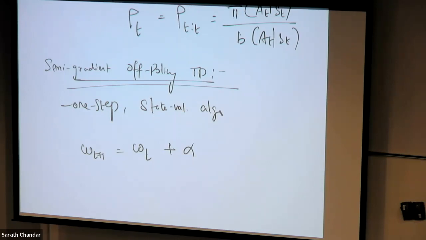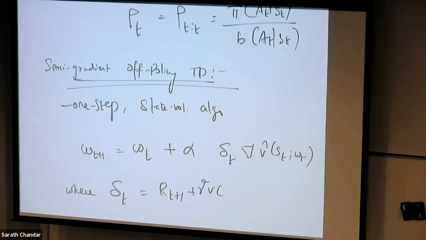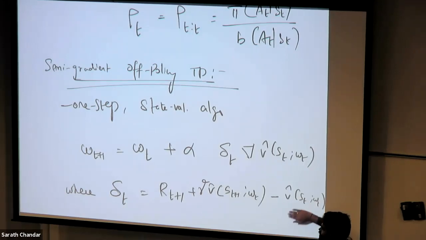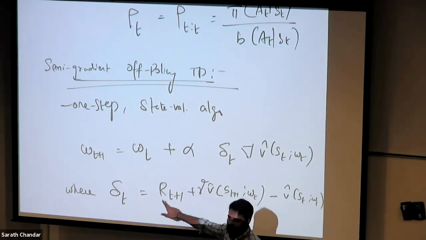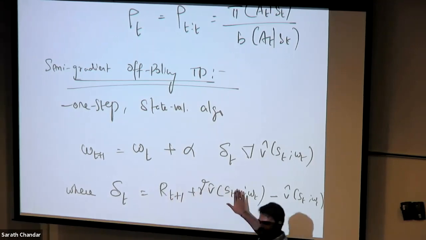Now if you remember, for on-policy methods, we had some delta_t and then the gradient, where delta_t is given by the target. So R_{t+1} plus gamma times V of S_{t+1} given w_t minus V of S_t given w_t. Right? So this is your TD error. This is your current estimate for this particular state. You want that to be as close as possible to reward plus gamma times the value of the next state.